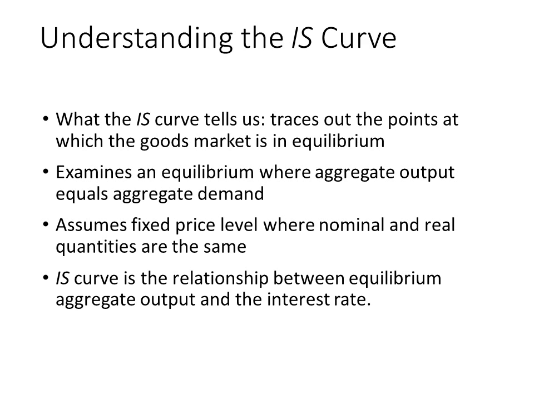So to understand the IS curve, what the IS curve tells us is that it traces out points at which the goods market is in equilibrium. It examines equilibrium where aggregate output equals aggregate demand. It assumes a fixed price level where nominal and real quantities are the same. And the IS curve is the relationship between equilibrium aggregate output and the interest rate. We know that the IS curve expresses an inverse relationship between interest rates and income, assuming equality between investment and saving.